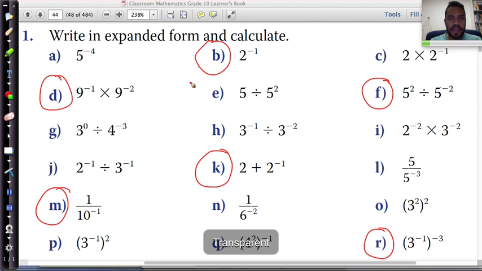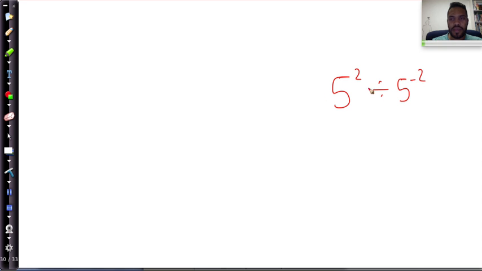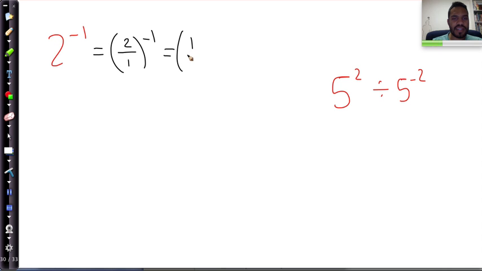Okay, so B is 2 to the negative 1, another simple one, and 5 to the 2 divided by 5 to the negative 2. Let's bring that up. So let's solve the 2 to the negative 1. Well, that's exactly the same as 2 over 1 to the power of negative 1, which I can flip on the inside as 1 over 2, and I just make that positive. And using the other law, when you have a fraction that is raised to a power, you raise the top to the power and you raise the bottom to that same power, and then we get that.